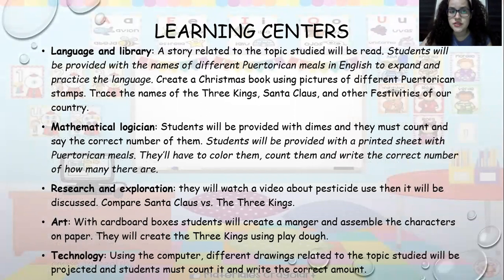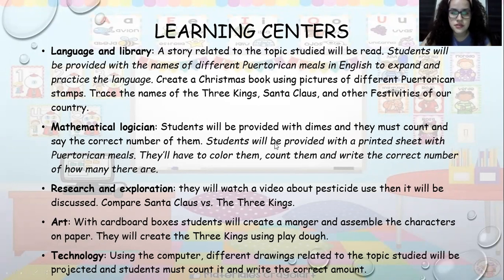We have learning centers like language and library. For this class, students will be provided with the names of different Puerto Rican meals in Spanish and English to expand the practice of the language. They also will create a Christmas book using pictures of different Puerto Rican stamps. They will trace the names of the Three Kings, Santa Claus, and the other festivities of our country.